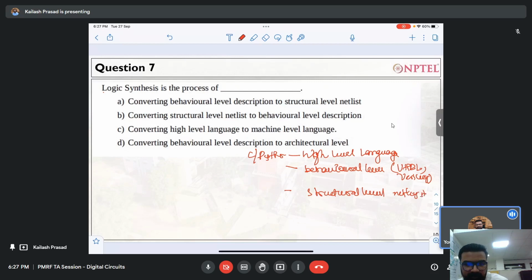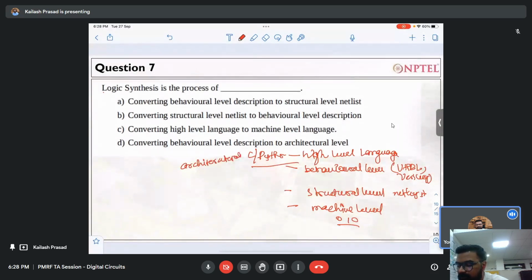Whatever you write, you write it as: if this happens then you do this, if this happens then you do this. But that's not how our hardware looks like. Our hardware looks like AND gates, OR gates, NOR gates. So the structure level netlist is in the form of that. And then you have the machine level language, which is 1010, 0101. You don't understand that, the machine will understand. And between high level and behavior level, there is one more level called the architecture level.